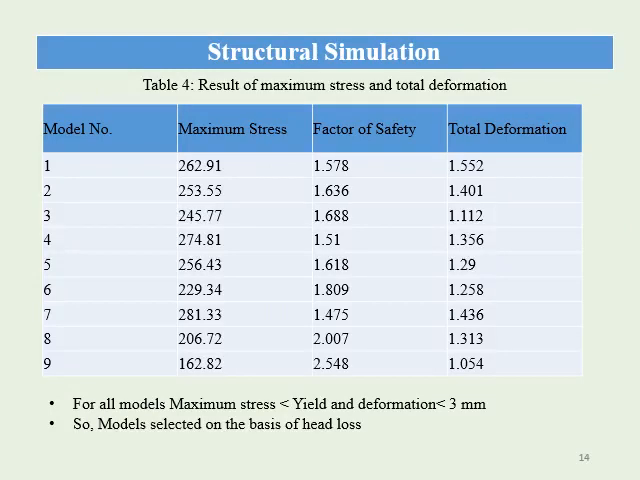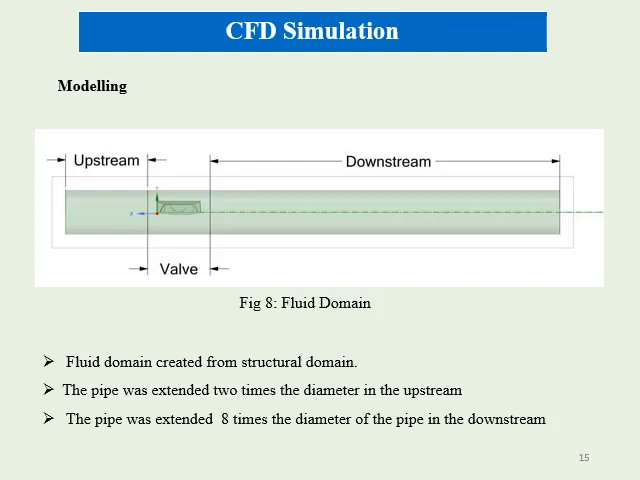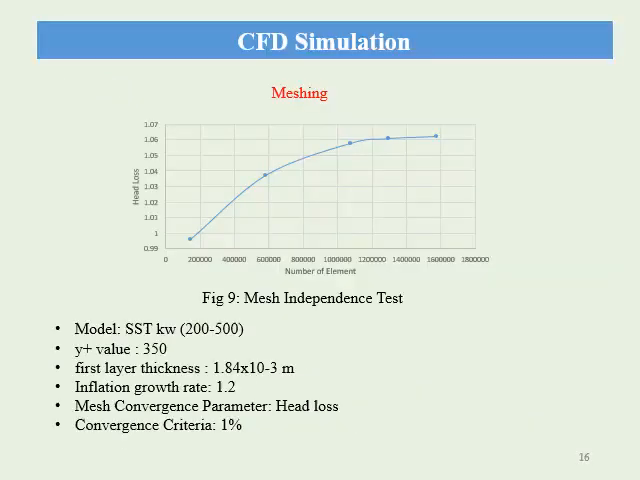This is the result of the maximum stress and the total deformation for the different combinations, the 9 combinations that we talked about before. After that, we also did the CFD simulation. The fluid domain was created from the structural domain, and the pipe was extended 2 times the diameter upstream and 8 times downstream.